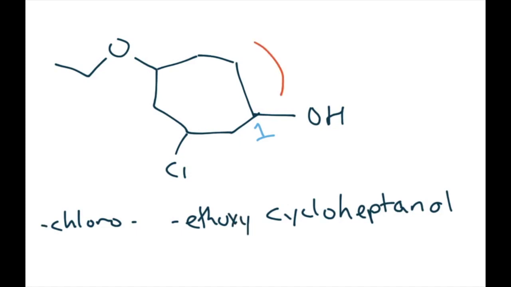So do I need to number counterclockwise or clockwise? Clockwise, because that gives me 3 as my next number. So it'll be 3, 5, as opposed to 1, 2, 3, as opposed to 4, 6. So we'll go clockwise. So that'll be 3 chloro, 5 ethoxy, cycloheptanol. Seem good?